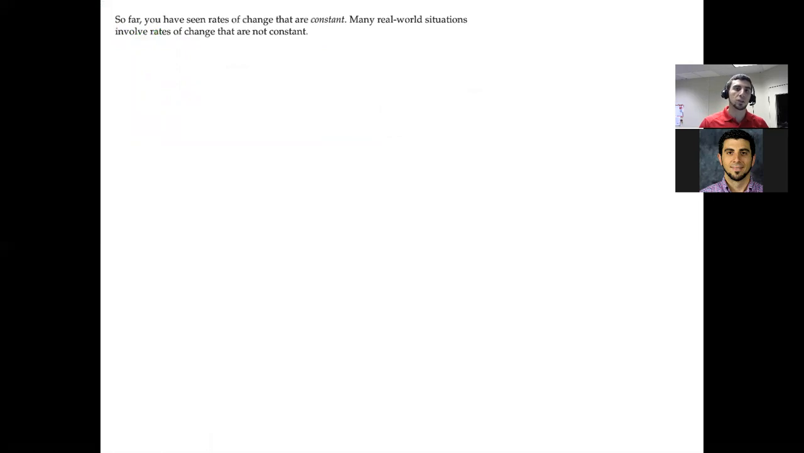Many real-world situations involve rates of change that are not constant. That's why before we could pick any 2 pairs of points we wanted from the table, because the rate of change always stayed the same. It was always, was it $39 per game or 16 square inches per floor tile?